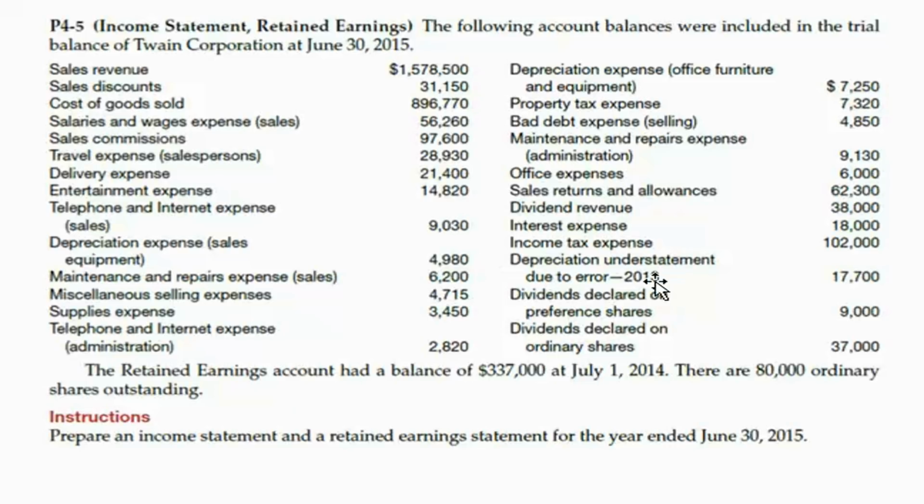Then depreciation, where I have an understatement due to an error in 2013. Dividends declared on the preference shares and dividends declared on ordinary shares. Then it says the retained earnings account had a balance of 337,000 at July 1, 2014. There are 80,000 ordinary shares outstanding. The instruction: prepare an income statement and retained earnings for the year ended June 30, 2015.